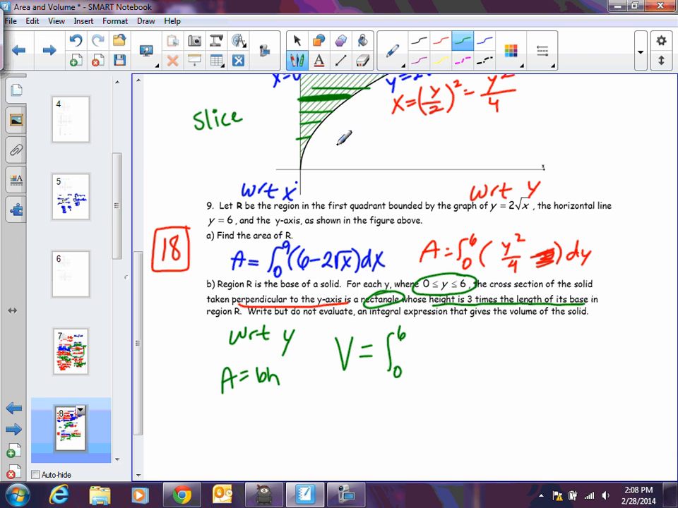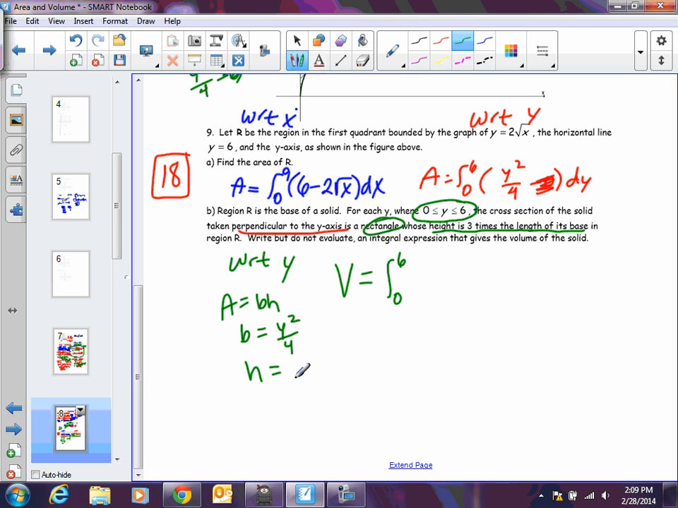So my slice, is it going to be bottom minus top or right minus left? If we look at this, it goes from left to right. So I'm going to do y squared over 4 minus 0. And again, I don't really need the minus 0. So this is the slice. This is how long any given slice is. All right, so that's the base. The base here is going to be y squared over 4. What is the height going to be? Yeah, 3 times this. Because it says 3 times the length of the base.